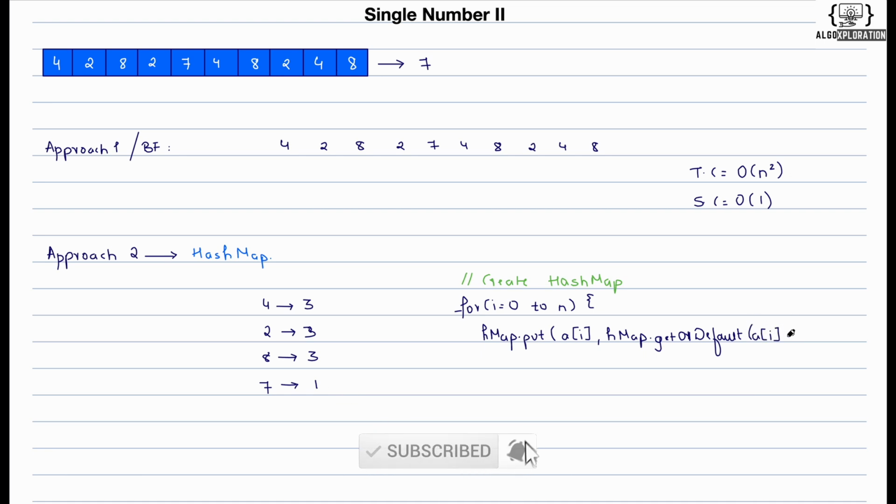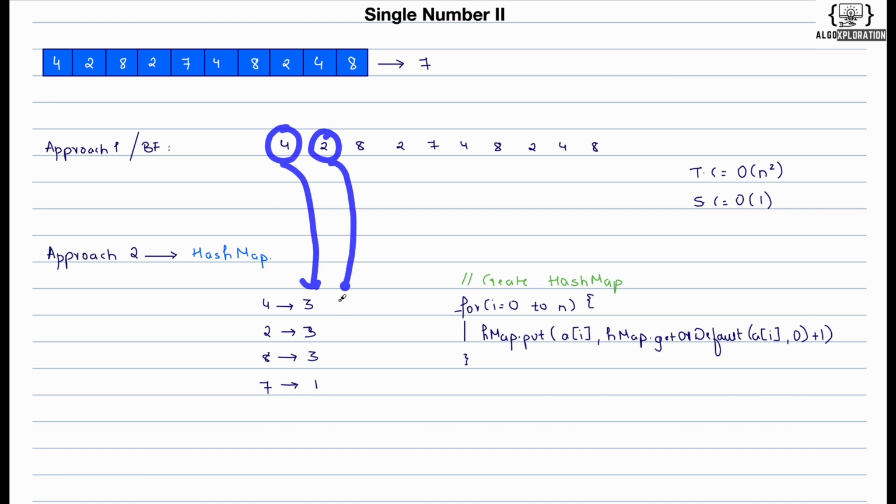A of I plus 1. Okay. With this, the frequency of each and every element will be stored inside the hash map. Now what you can do, you can traverse this array. Go through each and every element and try to find what frequency is stored in this hash map. So for 4 the frequency is 3, for 2 the frequency is 3, for 8 the frequency is 3. If the frequency is 3, you have to move forward.